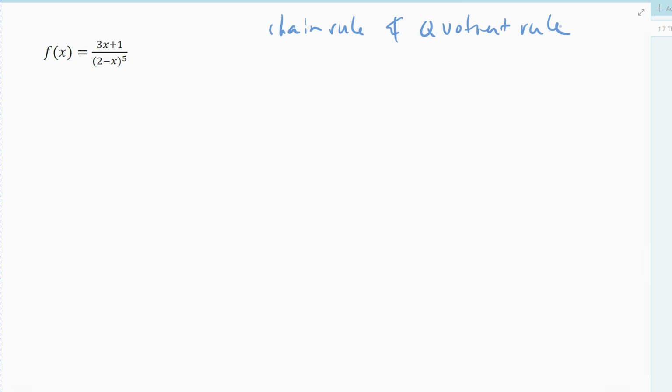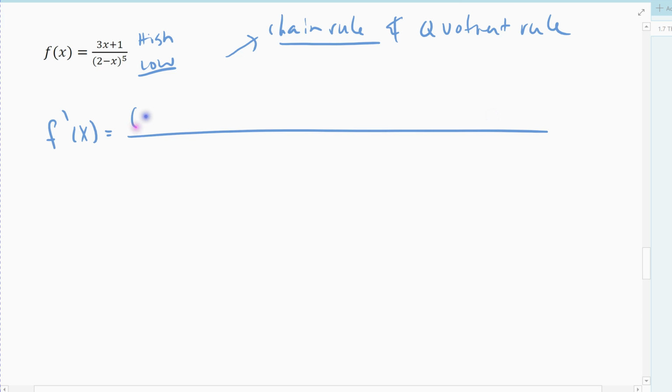It's the quotient rule because I've got the fraction, the quotient, the 3x plus 1 divided by 2x minus 5, 2 minus x raised to the 5th, which is where the chain rule is going to come in. All right, this is my high function. This is my low function, which is the one that's going to require my chain rule. All right, so the quotient rule.